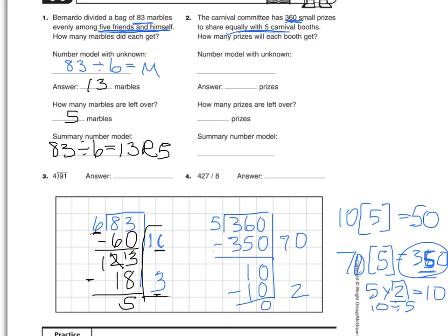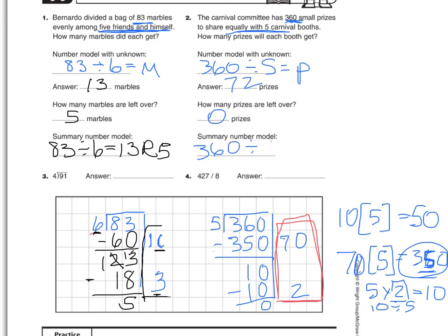Again, with partial quotients, I have to find all the parts of this division problem. So I have 70 and 2. So here I'd write the number model, 360 divided by 5 equals prizes. There were 72 prizes. There were 0 left over. So that means 360 divided by 5 equals 72. For the last 2 problems, your child would just go ahead and use the back or another grid.